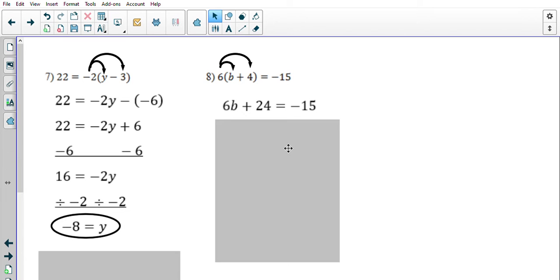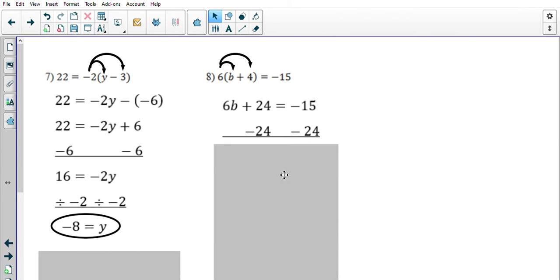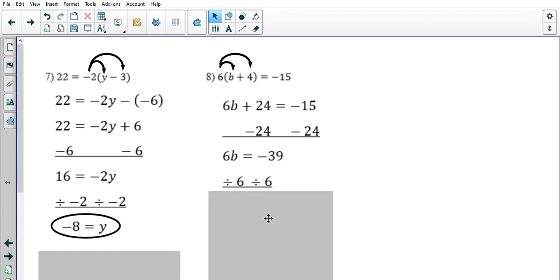The inverse of adding by 24 is to subtract 24. -15 minus 24 is -39. So we have 6b equals -39. Now we want to divide both sides by 6.